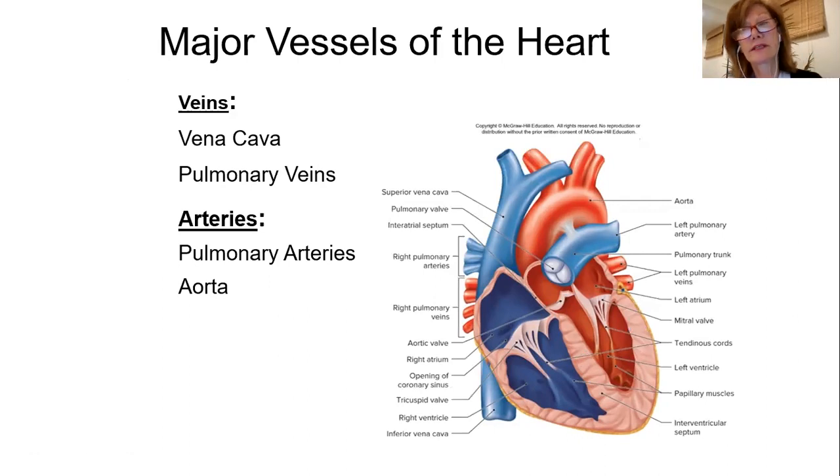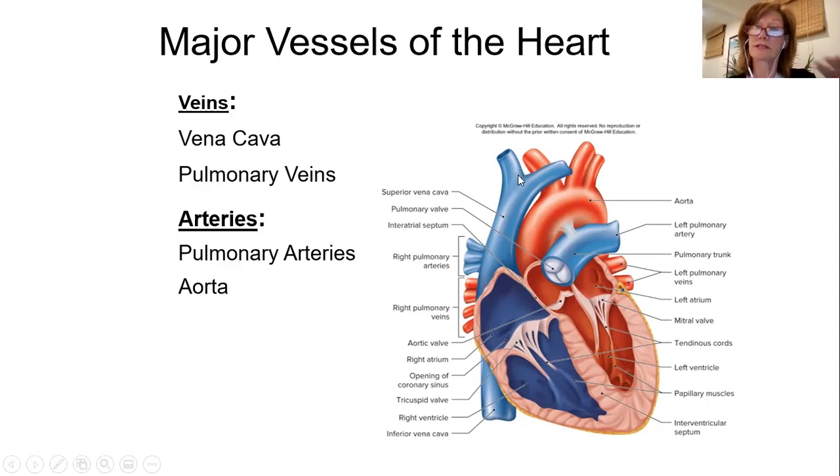Again, if you remember from previous tutorials, the large vessels that carry blood to and from the heart are basically arteries and veins. Veins are the thin-walled vessels that return blood to the heart. They're returning blood under low pressure, so it's okay that their walls are relatively thin. We have two major veins returning blood to the heart. On the right side, we have this large vessel called the vena cava. It's divided into two parts.